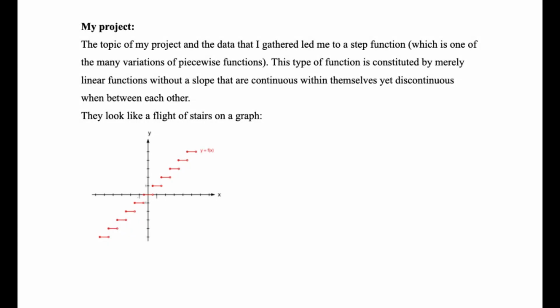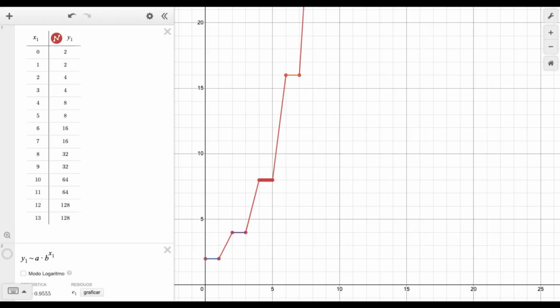The topic of my project and the data that I gathered led me to a step function, which is one of the many variations of piecewise functions. This type of function is constituted by merely linear functions without a slope that are continuous within themselves yet discontinuous between each other. Since the derivative of any constant in a function is 0, the intervals in the step function will essentially all have a derivative of 0.